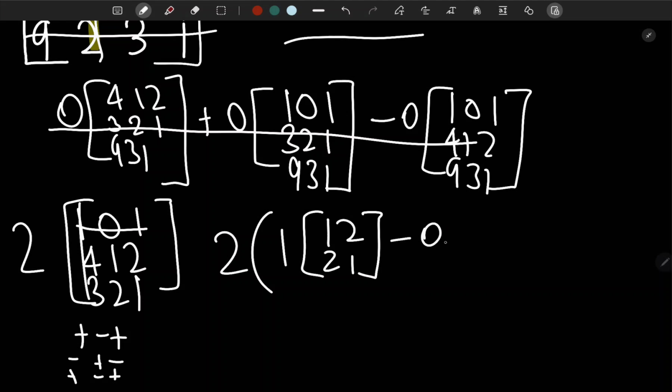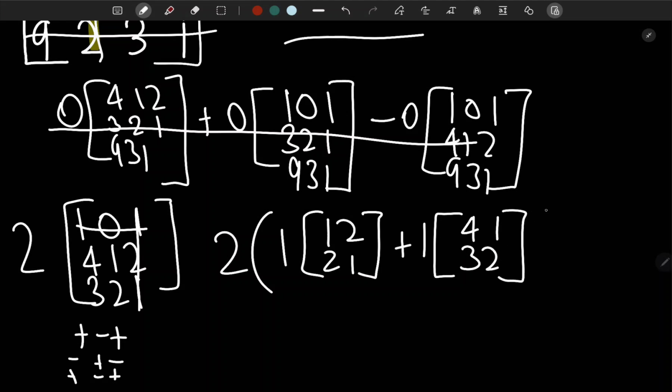But since this is 0, we can just ignore this and move on to the next element, which is 1, in the first row and third column. So we cancel out this. So it will be plus 1. Make sure of the sign. It's going to be plus 1 into, now we are left over with 4 1 3 2.